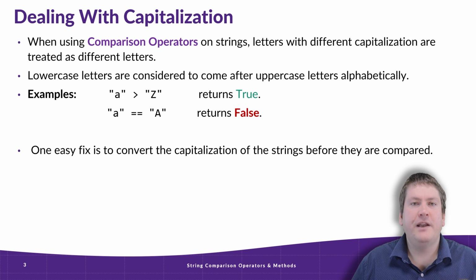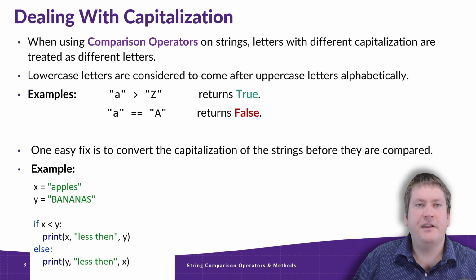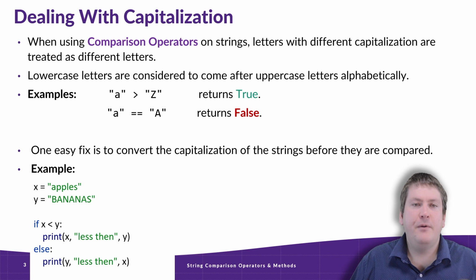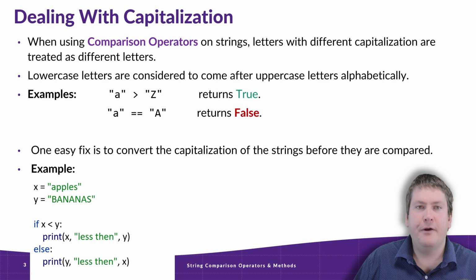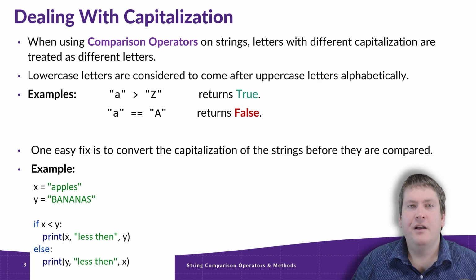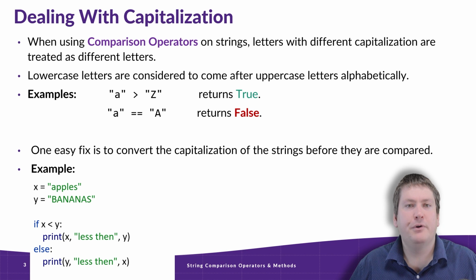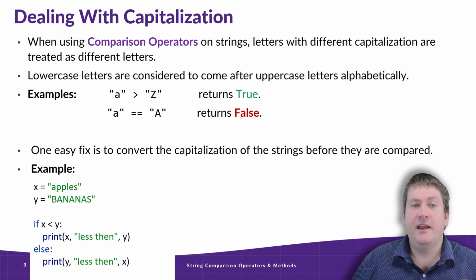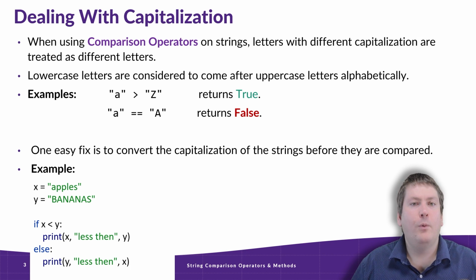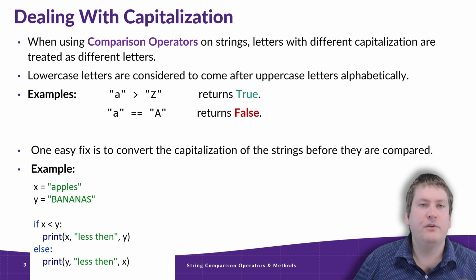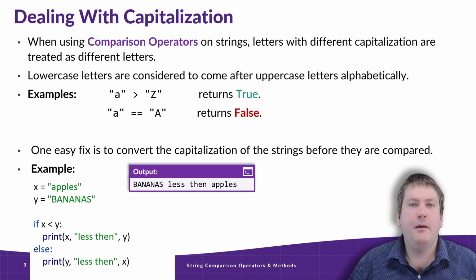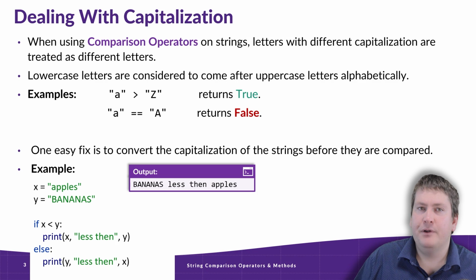So one easy way to fix this would be to convert the capitalization, but let's take a look at the problem again. So in this example, we have x equals apples and y equals bananas. And we have a very simple if statement. It's comparing them with the less than operator. So if x is less than y, we're going to print out x less than y. If that's false, then we print out y less than x, where x and y are the values of those strings. So if we run this, we would get bananas less than apples.